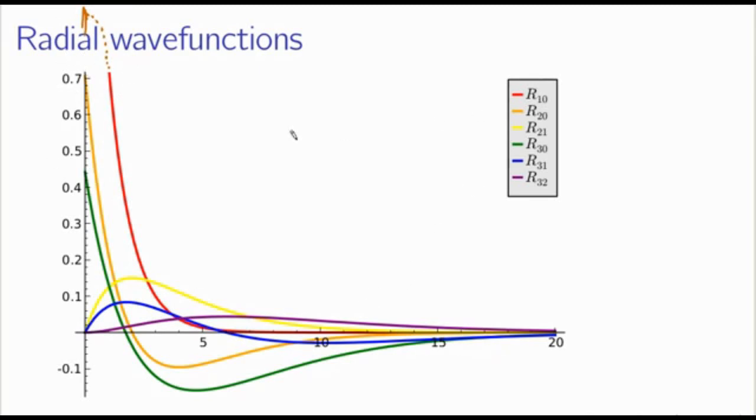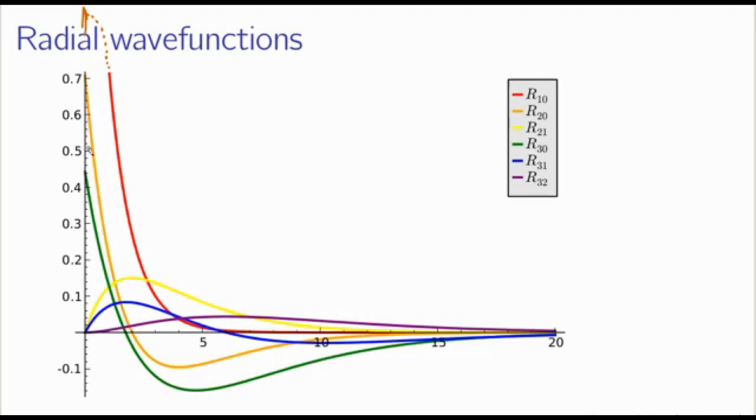So if I look at R10, that's the red curve here, it just decreases exponentially. That was our term where there was no meaningful associated Laguerre polynomial. There was only a normalization constant and an exponential. If I look at R20, that's the orange curve, now we have a slightly non-trivial polynomial.